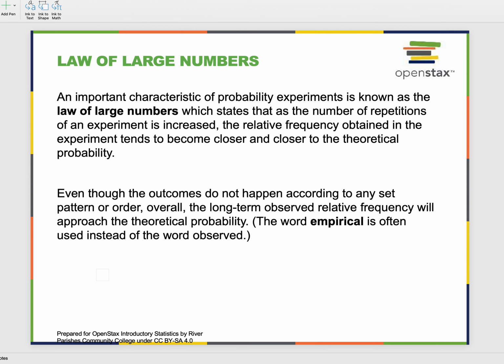Even though the outcomes do not happen according to any set pattern or order overall, the long-term observed relative frequency will approach the theoretical probability. So I don't really know that if I take any coin and I flip it, it's going to be 50-50. We count on that being true because of this law of large numbers.